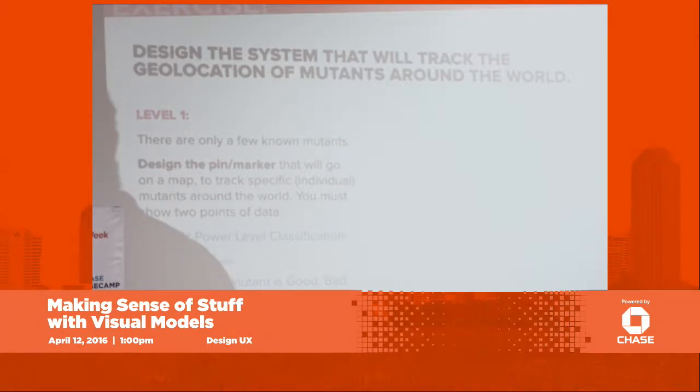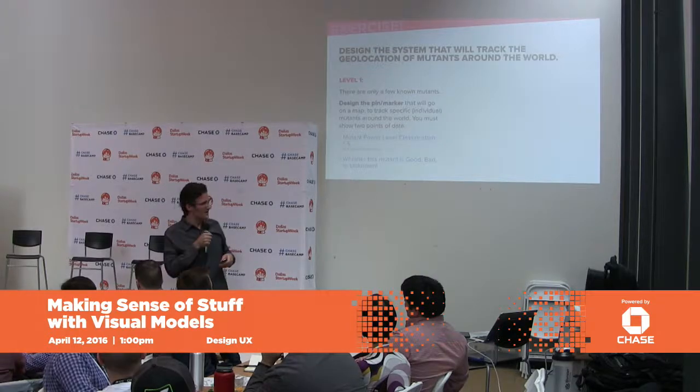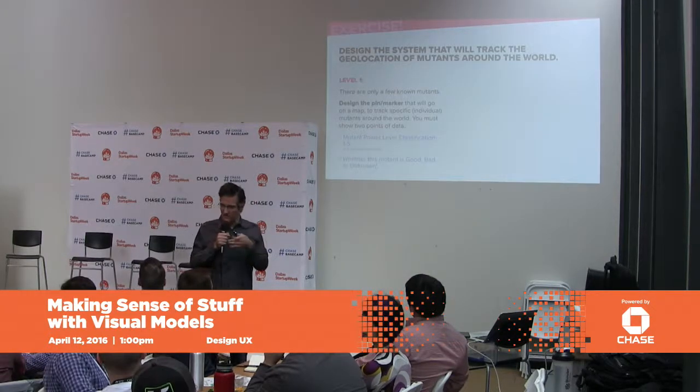One, the mutant power level classification, 1 through 5. 5 being like they've got a serious power, like they can bend metal and lift up a San Francisco bridge and destroy it, right? 1 is they can glow in the dark, right? Something pretty non-threatening that we don't have to worry about. So you know, the mutants have a rating from 1 to 5.